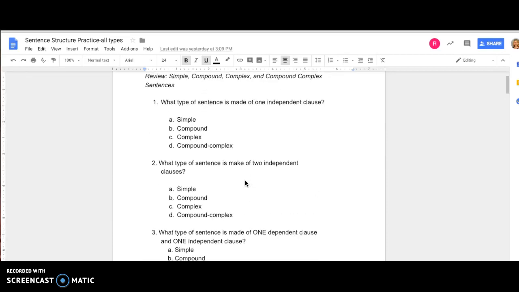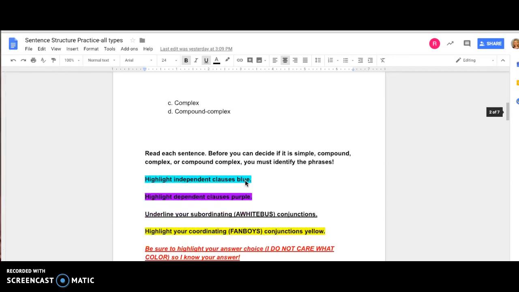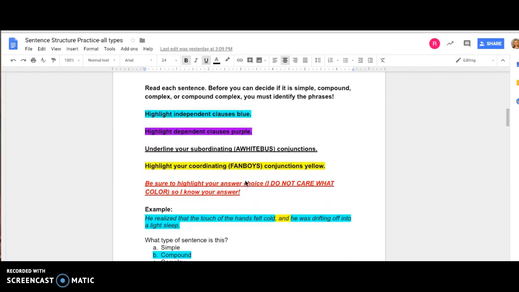I would recommend looking at those formulas because those formulas are going to give you your answers and help you complete this. The second part is where the instructions might get a little confusing. So before you can decide if it's simple, compound, complex, or compound complex, you have to identify your types of phrases. That means you have to break down each sentence.